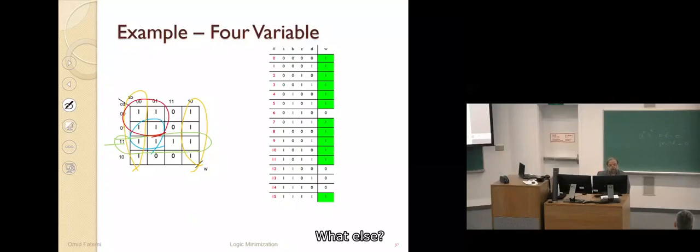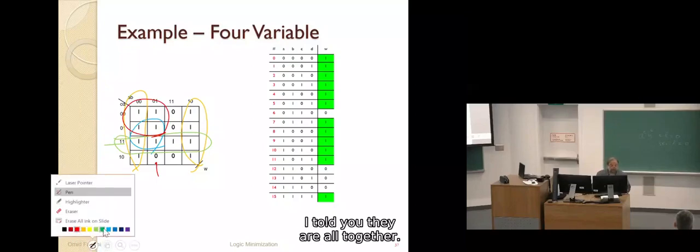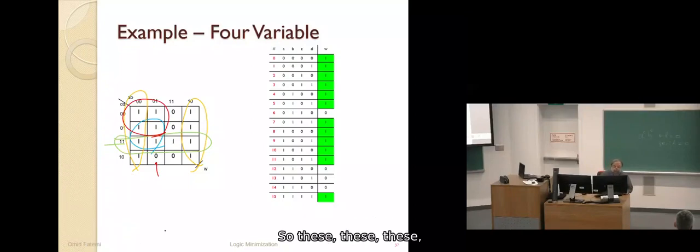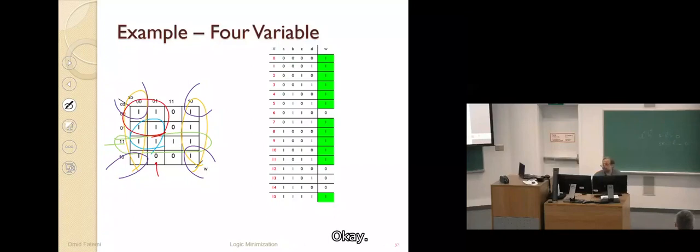What else? A naught, the whole thing, A naught. No, if this zero was 1, then A naught was right. But this zero is making it bad. I could select the 4 ones at the corner. I told you they are all together. So let me select, for example, the purple. So these. So they are also together. So the purple one. Okay.